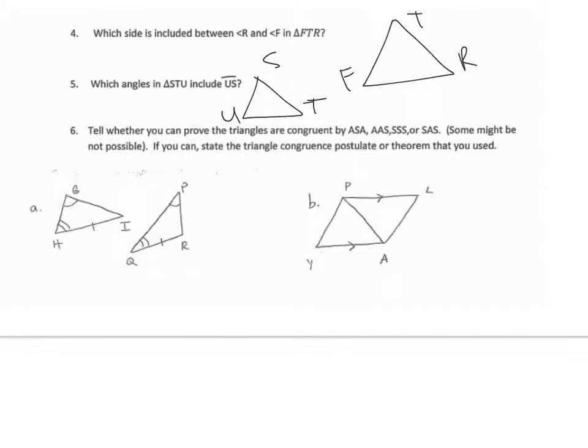Alright, I do the triangles for 4 and 5 because I think it helps. 4 says which side is included between angle R and angle F. So here's angle R, here's angle F. The side that's between them is the segment RF. And the angles between US, if I highlight US, the two angles are angle U and angle S.